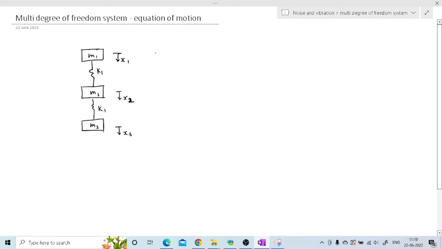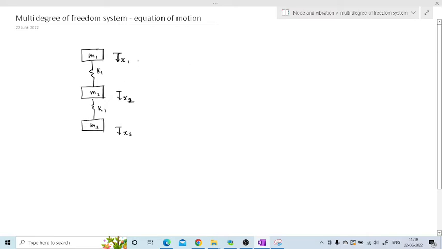of freedom system. Okay, multi-degree of freedom system means the number of independent coordinates required is more than 2. So I have taken the 3 coordinates. You can take more than 2, 3, 4, 5 or n number of coordinates. Okay, so I have taken 3.